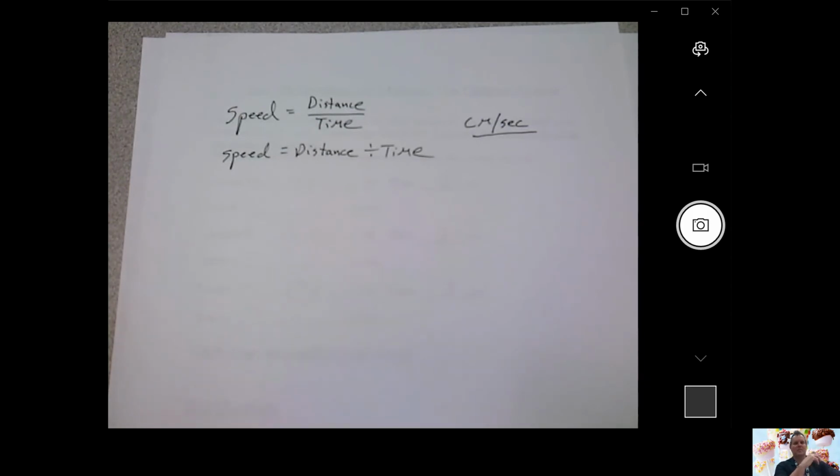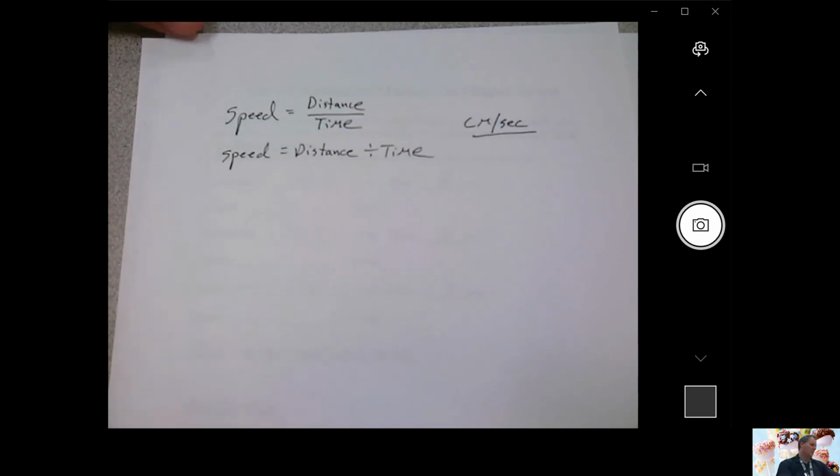So if I'm going 70 miles per hour in my car, I know that on average I am covering 70 miles for every hour. If I was going 50 miles per hour, obviously that's slower because I'm only going 50 miles in that same period of an hour. So that's a good reference there.